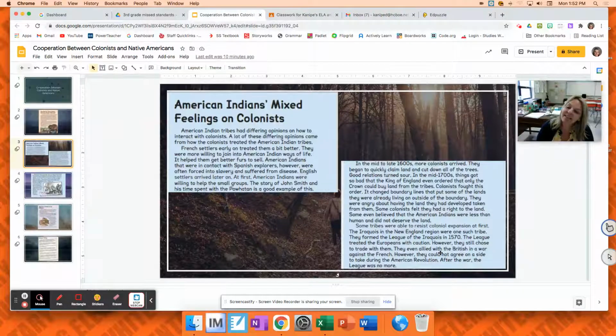They even allied with the British in a war against the French, which I was just talking about, the French and Indian War. They fought with them. However, they could not agree on a side to take during the American Revolution. After the war, the League was no more. There was no more helping each other out, no more cooperation.